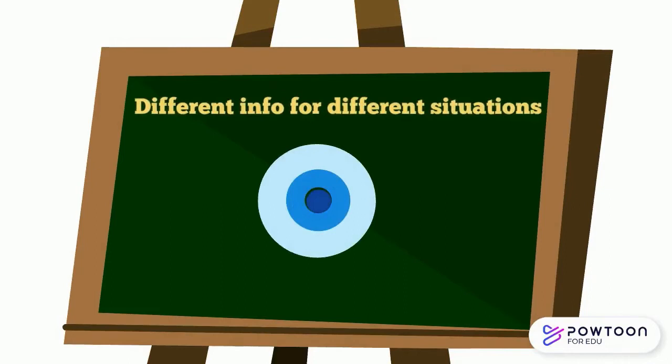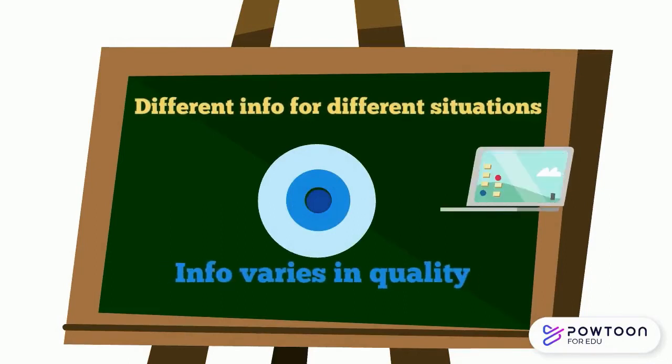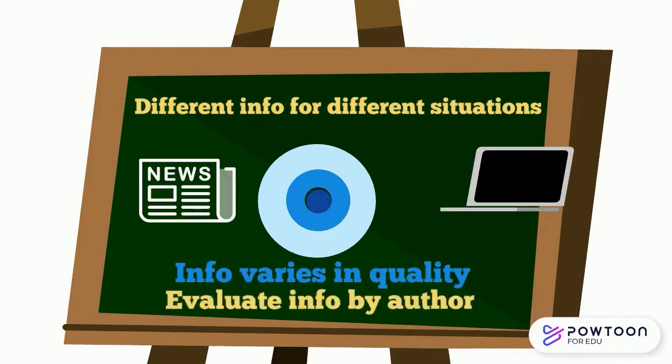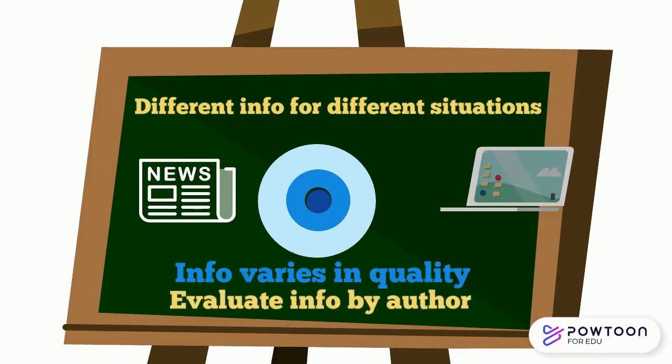For instance, it makes sense to look up a restaurant review on the internet. Also, information varies in quality, whatever the source. And finally, it is key to always ask who wrote this information and are they credible.